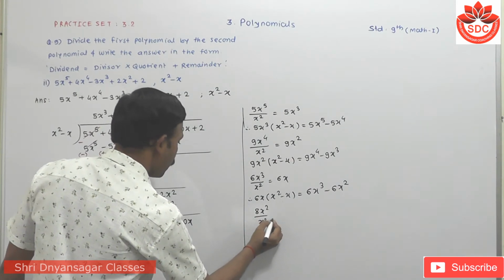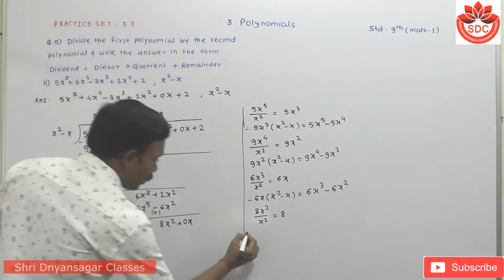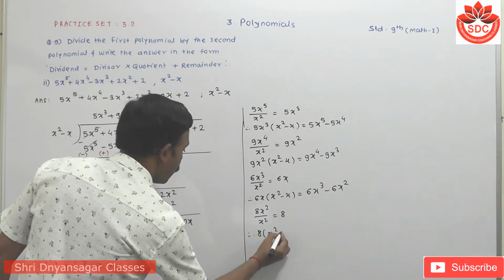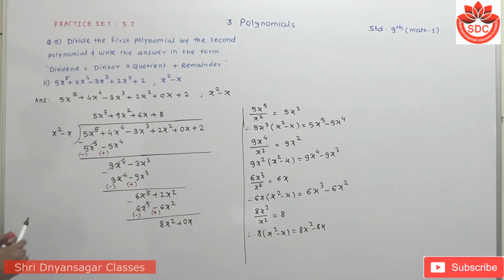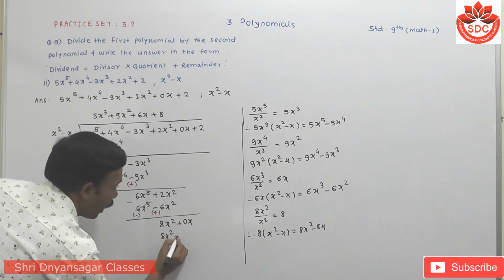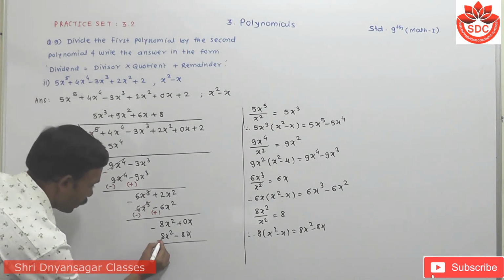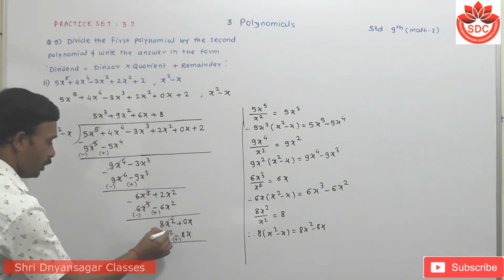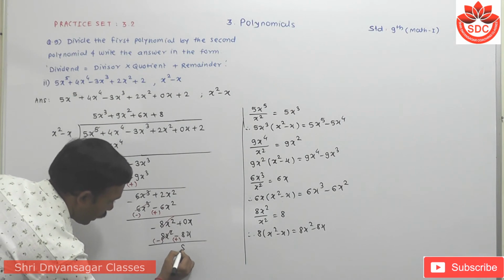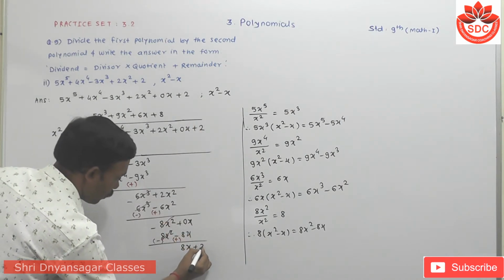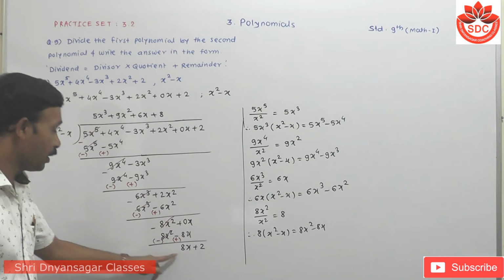We have to divide it by x square. Then it becomes 8, so we write 8. Then multiply 8 by x square minus x. We get 8x square minus 8x. Students, here we write 8x square minus 8x. The subtraction between these two becomes 0 plus 8, which is 8x, and the next term is 2. Now students, we take 8x divided by x square, but when we look carefully, this is the remainder.